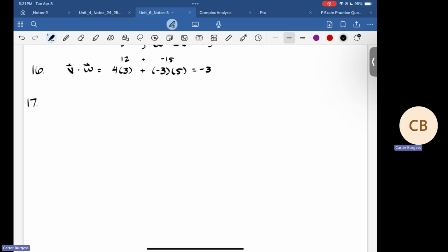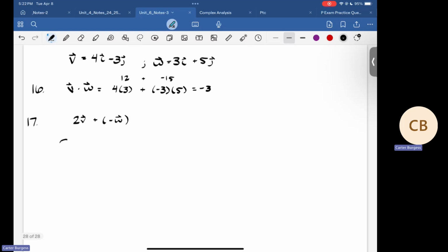All right, next, for number 17, we're asked to find the direction and magnitude of 2v minus w. For these, I like to just write out what these new vectors are, so I'm going to think of this as 2v plus negative w, just to make my life a little bit easier.